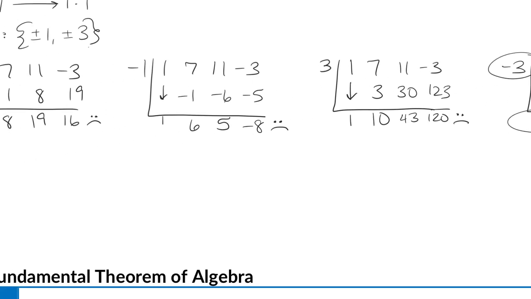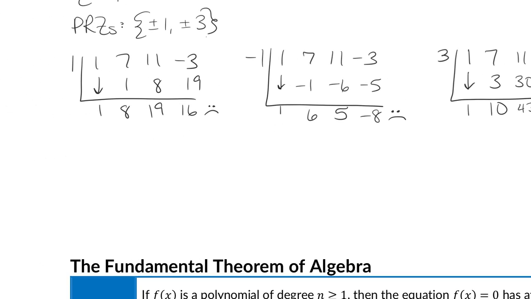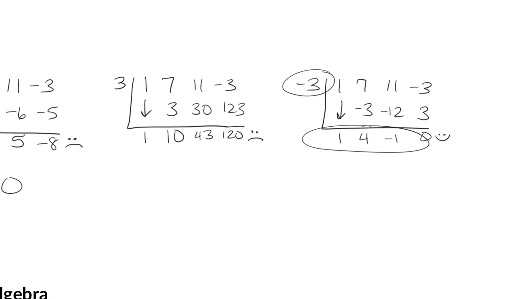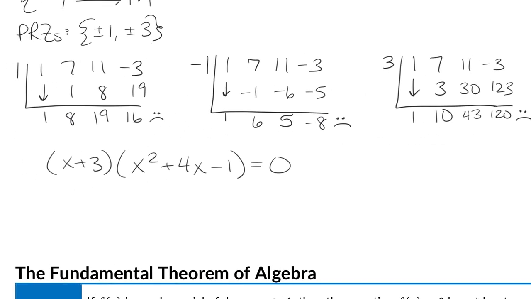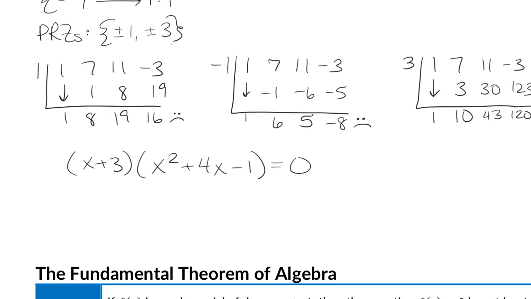So what this would look like for us is that we would have x plus 3 and x squared plus 4x minus 1. Yes, we see where I'm getting this from. I couldn't show both at the same time because it's all the way over here. 1, 4, -1. Okay, so we start to keep solving.